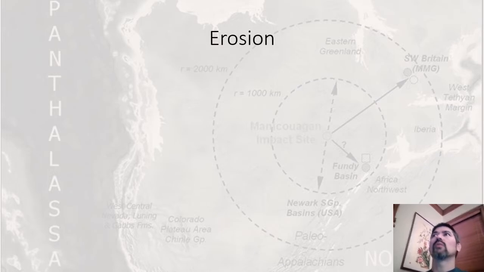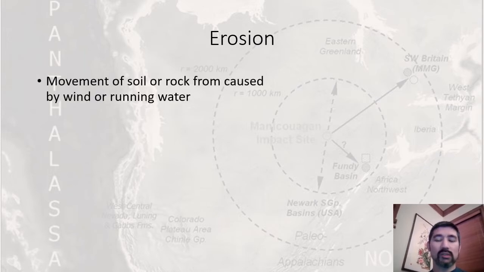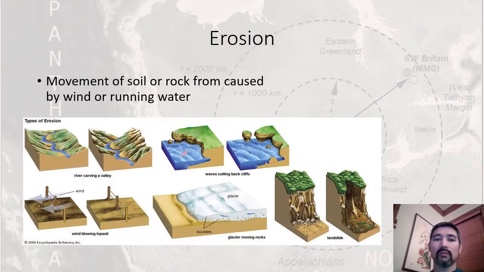Yesterday we were talking about erosion and the different layers of rock that are exposed by erosion, but let's review quickly. Erosion, as we mentioned yesterday, is the movement of soil or rock caused by wind or running water. Here we have an image I really like. It shows different types of erosion. On the top left-hand corner we see a river carving out a valley. We see waves cutting back a cliff.